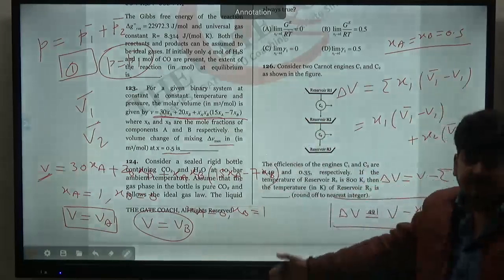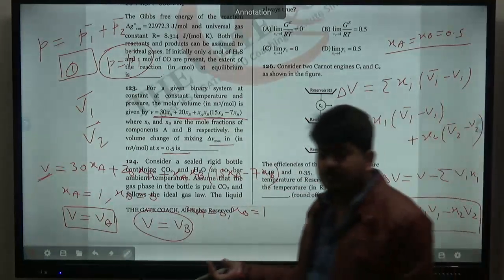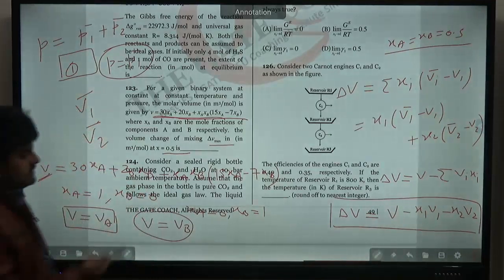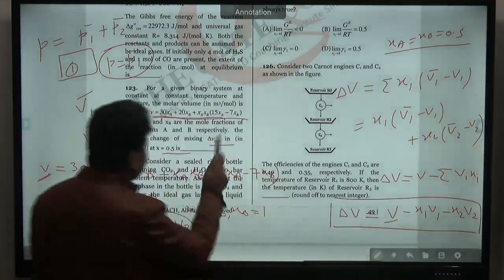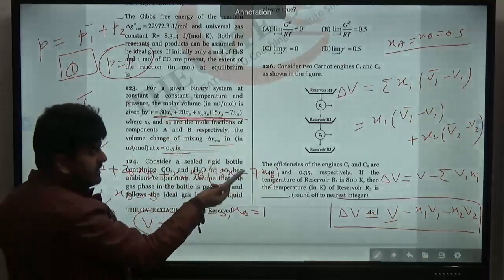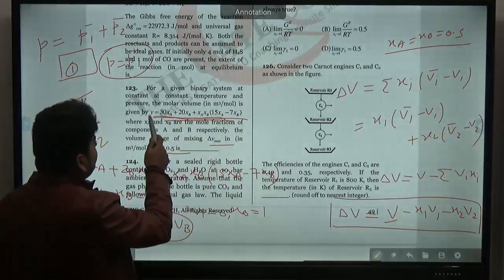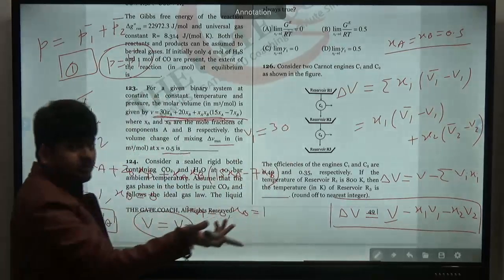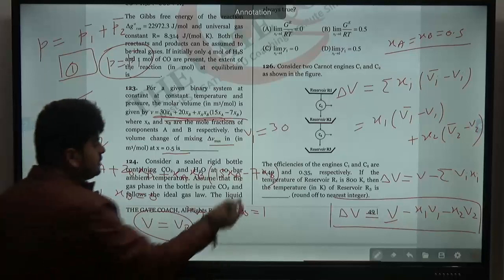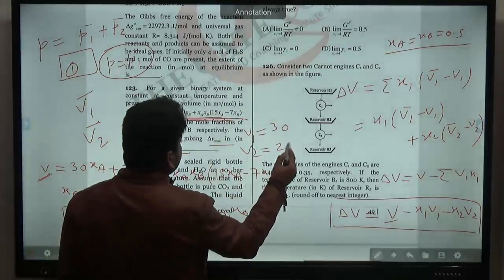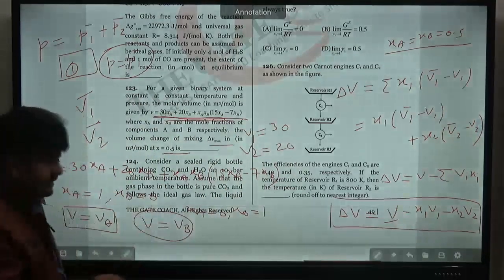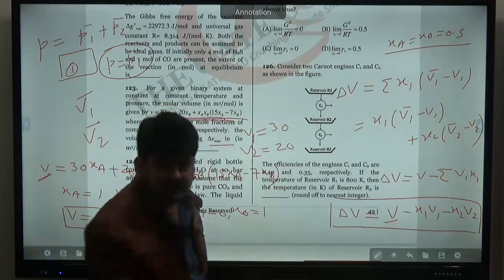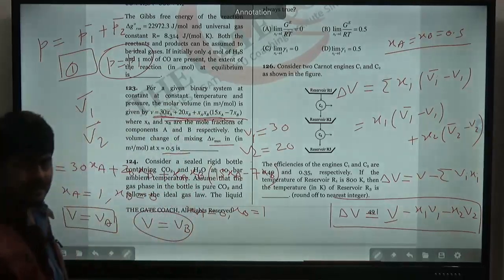Similarly, by that method we are here calculating the molar properties of the components. So that one thing should be clear to you. Now here V is given already. If you put XA equal to 1, it means XB is 0, so V1 will be equal to 30. If you put x2 equal to 1 and x1 0, you will get V2, that will be equal to 20, as you can see here. So just put these values in the equation, you will get your answer.